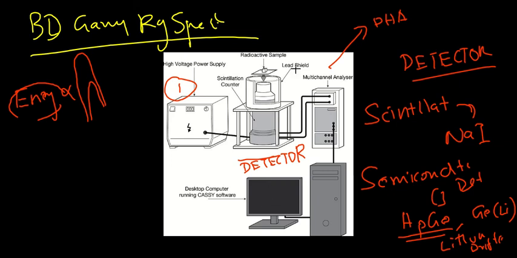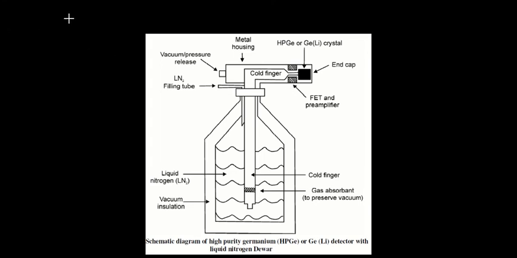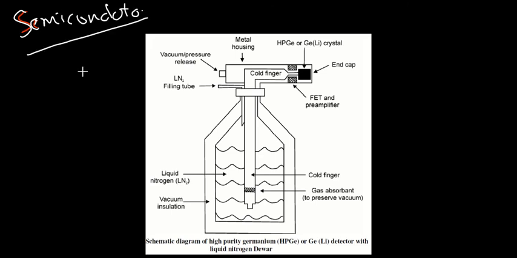Now, first the detector part. Already we have seen the detector. Here I'm going to show you the schematic of a semiconductor detector. A semiconductor detector we have already discussed in the previous video, radiation measurement part 2. If you have not seen it, I'll give the link in the description. There I have explained the working of a semiconductor detector. This is the actual diagram of your high purity germanium or lithium drifted germanium detector. You can see this. Already we have seen the working of these types of detectors. Basically it is kept in liquid nitrogen.